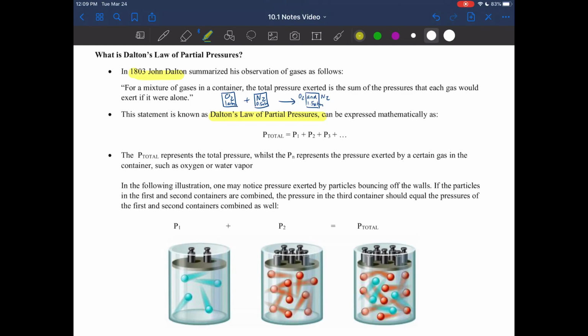Mathematically, you might see this fancy equation where the total pressure, P total, is equal to P1 plus P2 plus P3. Basically just the pressures of your individual gases, so pressures of individual pure gases. And P total is just the pressure of the total mixture there.